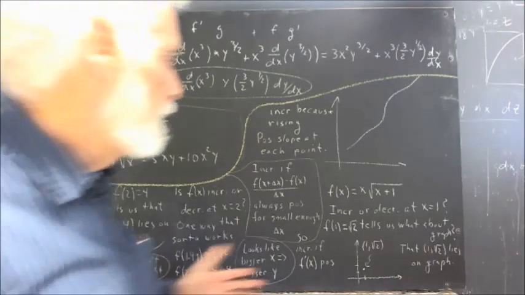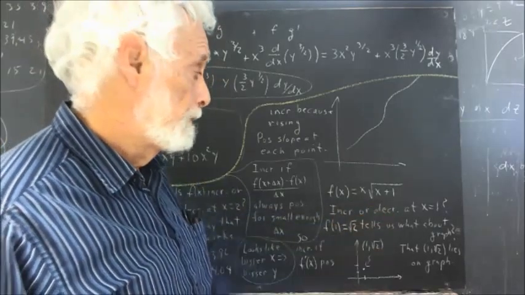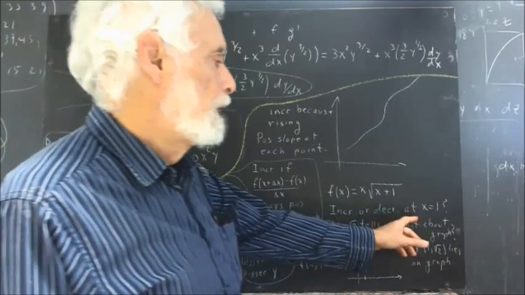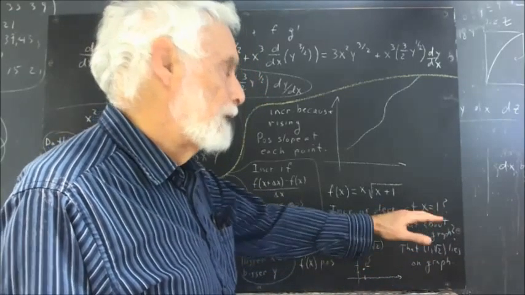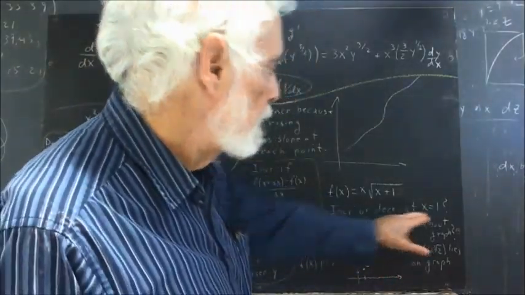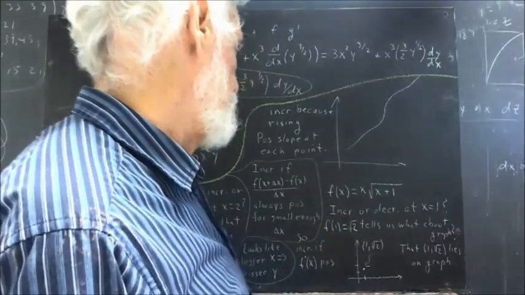Okay, we have the function f of x equals x times the square root of x plus 1, and our question is: is this function increasing or decreasing at x equals 1? Okay, now, people didn't really know what to do with this question, so we need to talk about this a little bit.